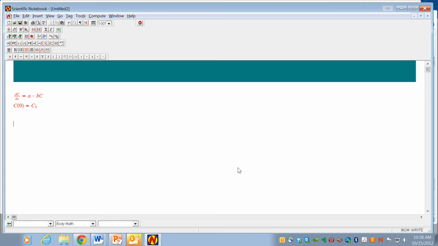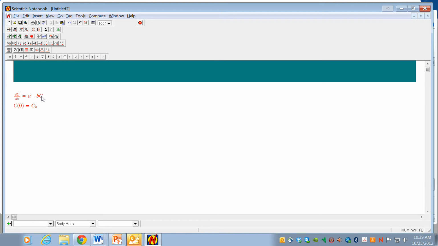So processes that we're interested in are often expressed in the form of a differential equation. Here's an example. This is an equation for a concentration as a function of distance, and it's a first order ordinary differential equation. What it says is the gradient of concentration is proportional to a constant minus the concentration itself.